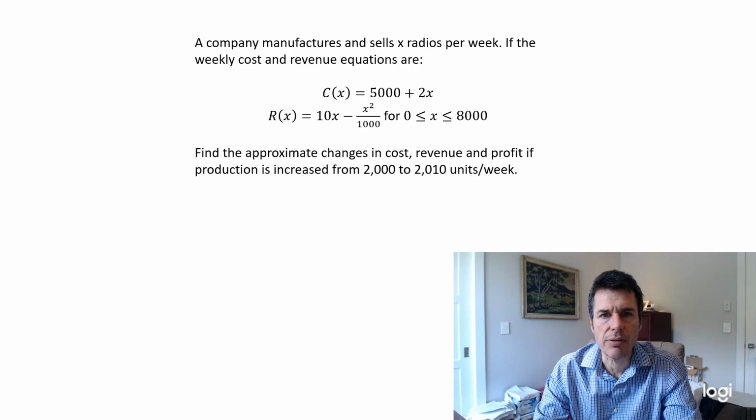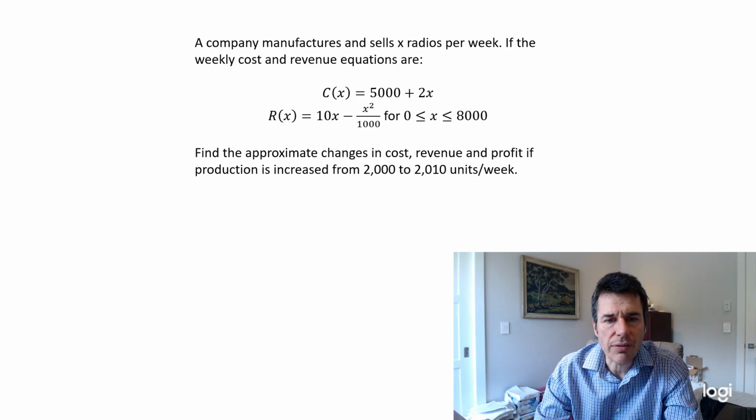A company manufactures and sells X radios per week. The weekly cost and revenue equations are: the cost equation is C(x) = 5,000 + 2x, and the revenue equation is R(x) = 10x - x²/1,000, for x between 0 and 8,000. We want to find the approximate changes in cost, revenue, and profit if production is increased from 2000 to 2010.